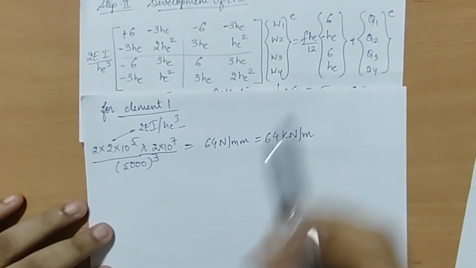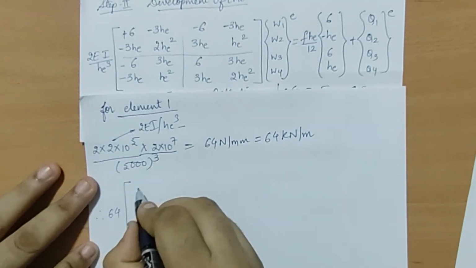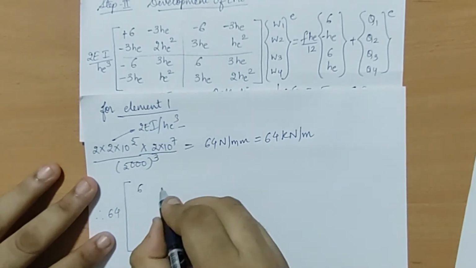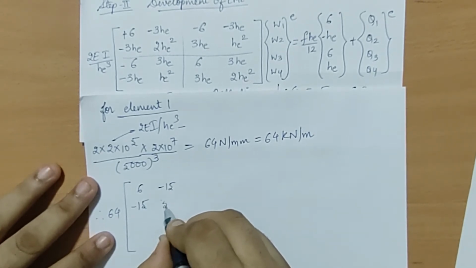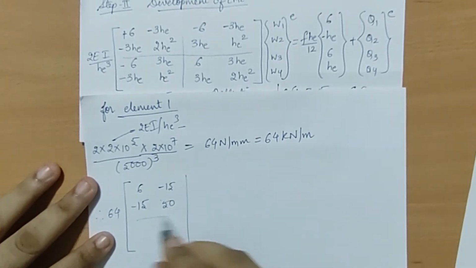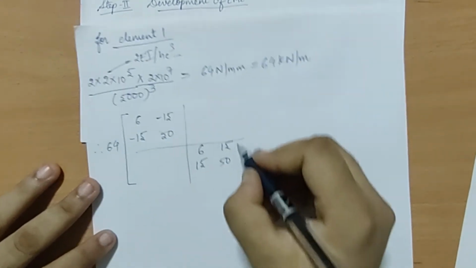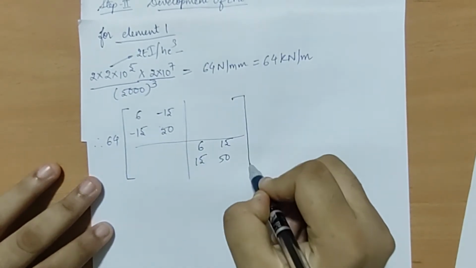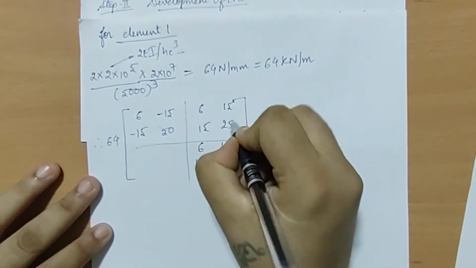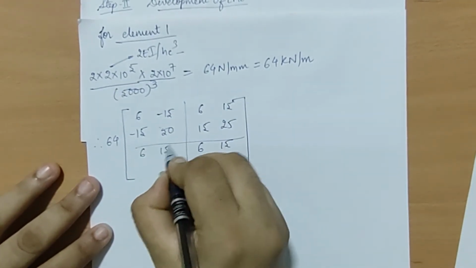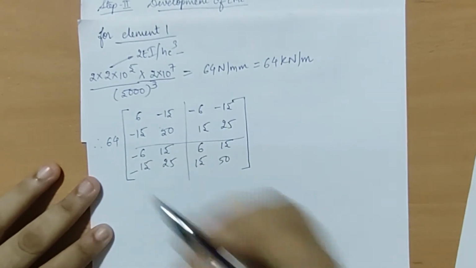Now let me substitute these values here. So therefore I will get 64 as a number. Inside I will have 6, 3 and HE is 5, so minus 15. Then I will have minus 15 and 50. I will be copying these numbers over here: 6, 15, 15, 50. I am not going to take up the sign. Again the number here is 6, 15, 15, 25. Whatever I write here, I will be copying here: 6, 15, 15 and 25. Now all these elements are negative.